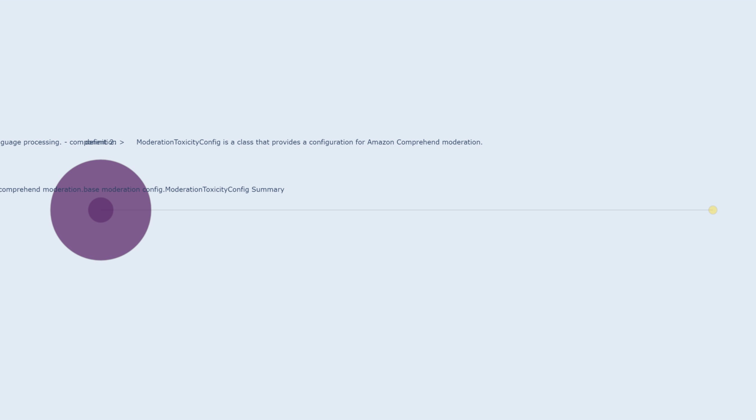data. It provides capabilities for understanding the meaning and structure of text, identifying entities, and performing sentiment analysis. One of its key features is content moderation, which helps identify and flag potentially harmful or offensive content. Component 2. ModerationToxicityConfig is a class that provides a configuration for Amazon Comprehend moderation, allowing users to customize the moderation process and define specific parameters for identifying potentially toxic or offensive content.